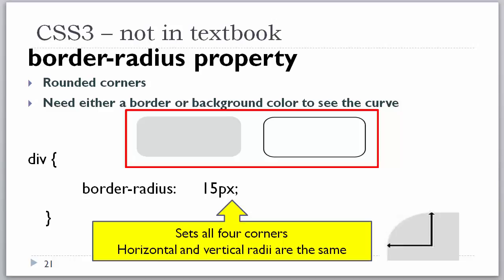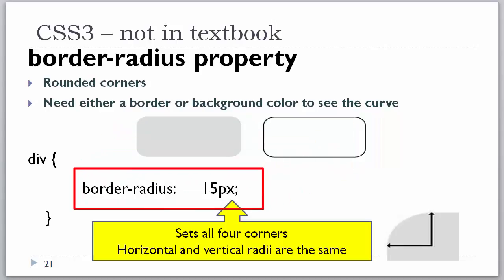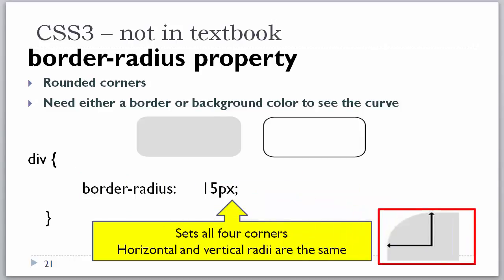So the border radius property, if it is set to 1 value, will set all 4 radii the same. So essentially what we're working with is a top left, top right, bottom left, bottom right edge. And if you look at the diagram here, what we're doing for each corner is setting a vertical and horizontal radii. So if it is just 1 value, it means that the vertical and the horizontal are set the same, and in this example it would be 15 pixels.